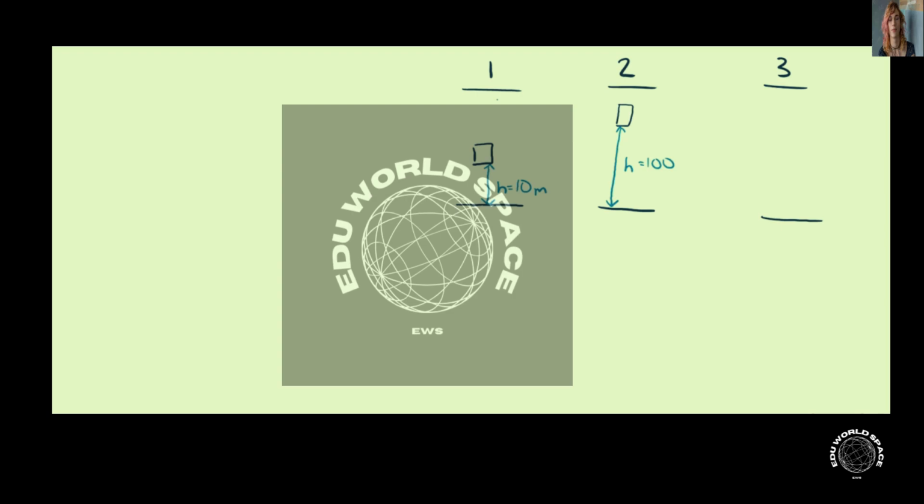And in the third part, it is compressing a spring at the very bottom. So it's fallen down to the bottom. There's a spring here. The spring is compressed some distance, call it delta x, but our height is 0. So we want to answer some questions about the energy at these different points.